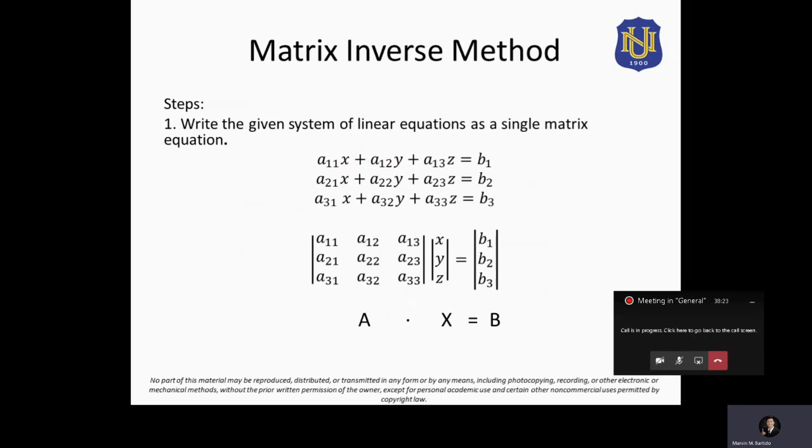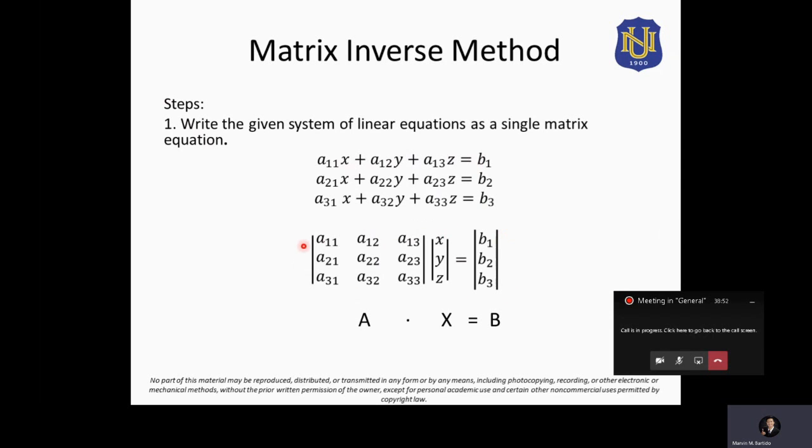Now, for the fourth method of direct elimination method, it's called the matrix inverse method. So we're going to use yung concept natin sa pag-solve ng inverse matrix, no? Ayan. So yung step na gagawin natin dito, yung first will be, we have to write the given system of linear equations as a single matrix equation. Okay, so we're going to rewrite yung system of linear equations natin into its matrix form.